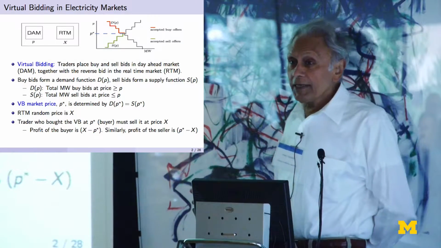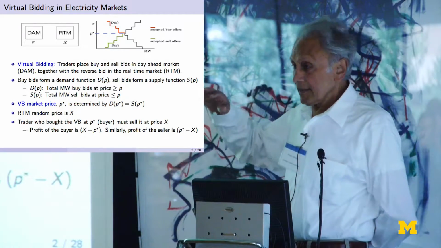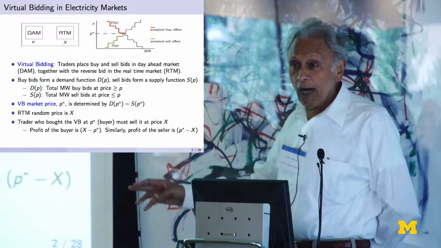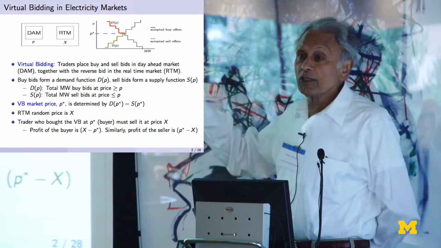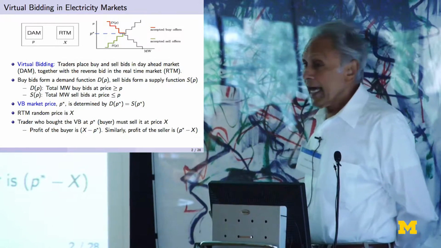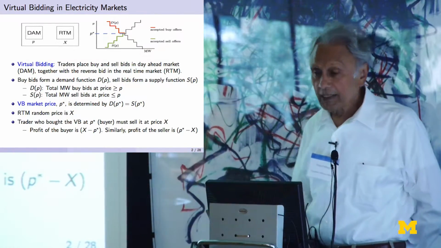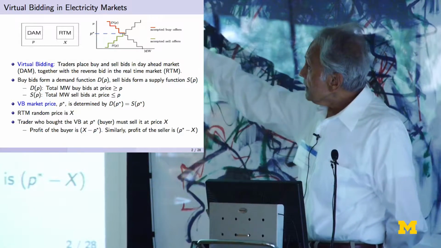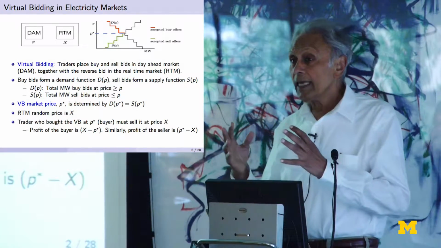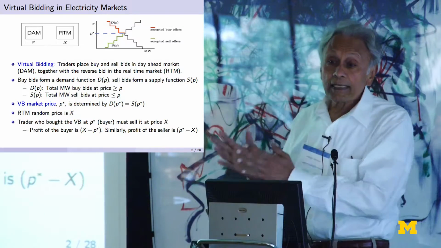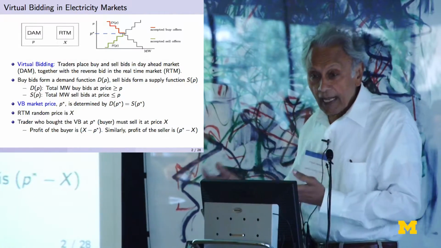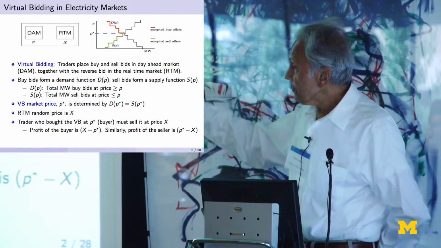In virtual bidding, traders are allowed to buy and sell megawatts for delivery on the next day. But it's virtual in the sense that if you buy 1 megawatt in the day-ahead market, then you must agree to sell 1 megawatt in the real-time market. So you're balanced out. The purpose of this whole thing is simply to shift the day-ahead price. You can form a demand function D(P), which is the total megawatts that people have agreed to buy for a price at least P. Similarly, you get a supply function S(P), which is the total megawatts that people have agreed to sell for at most P.